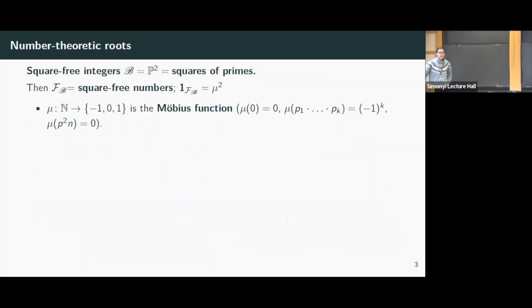Okay, so let me give you two most basic examples of sets of multiples or B-free sets. The first one are square-free integers. So our set B is the set of all squares of primes, and then the B-free set is just the square-free numbers. The characteristic function of this set is nothing but the square of the Möbius function.